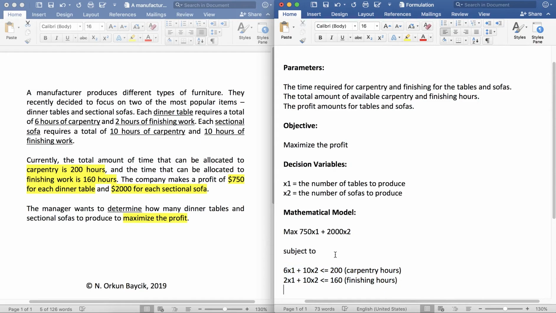And we have one more set of constraints which the students usually forget about, but you definitely need to include them in your mathematical models. And those are called the sign restrictions. So let me ask you a question. Can you produce -1 dinner table? Can you produce -10 dinner tables? Can you produce -100 sectional sofas? You cannot, right? So it has to be either 0 or a positive amount.